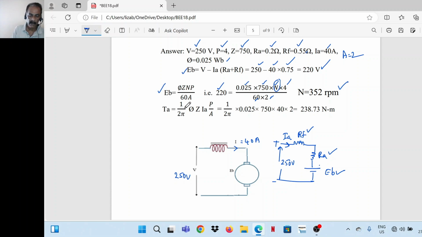Then torque is equal to 1 by 2 pi phi ZIA into P by A. P is 4, A is equal to 2, so P by A is equal to 2. So armature torque is 230.73 Newton meter.